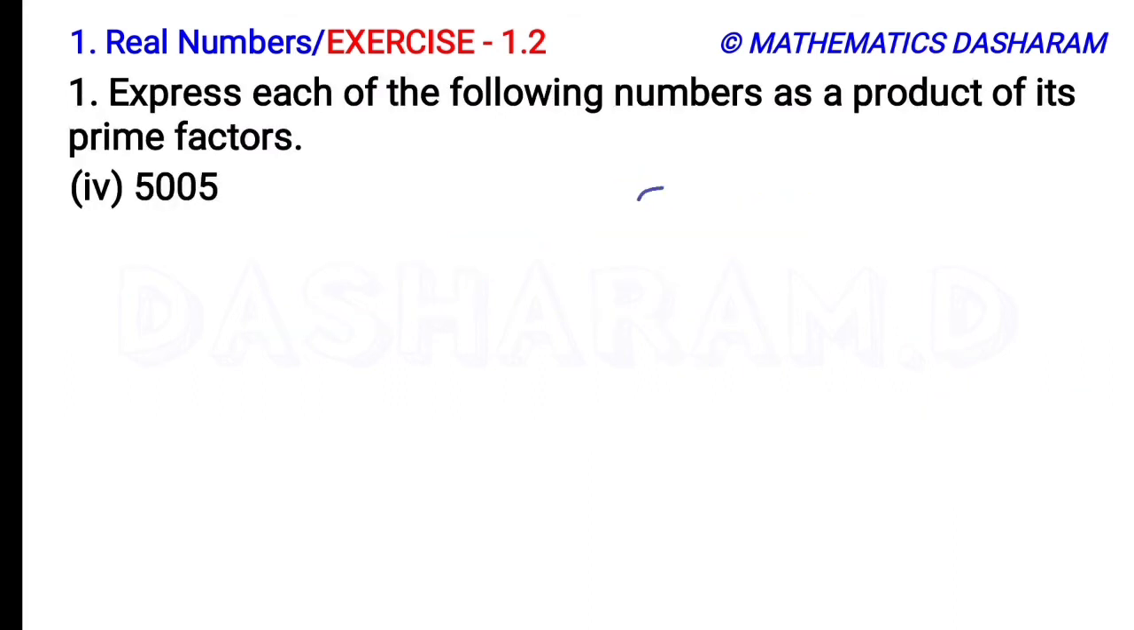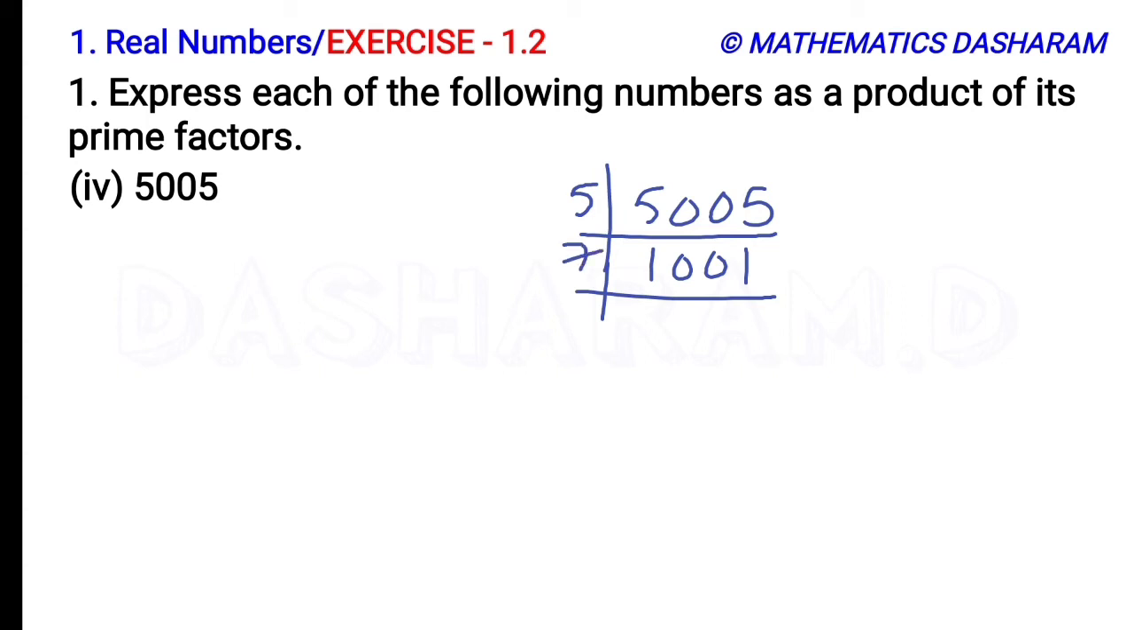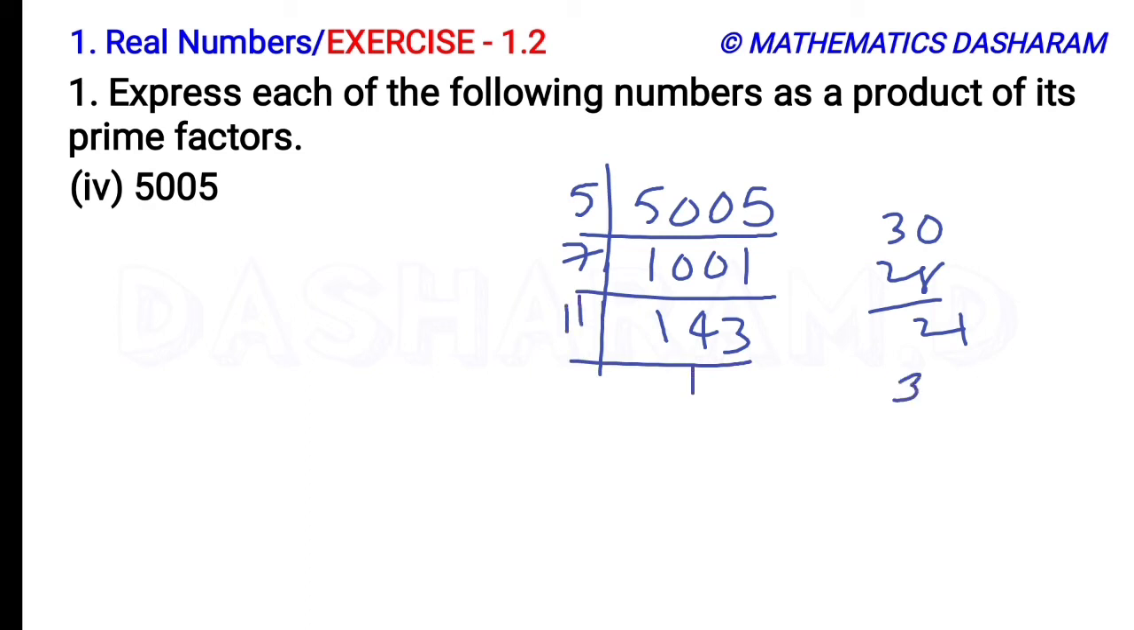Next, fourth problem, 5005. So it is very clear, it is coming in 5 table, 5 1s are 5, 5 1001. Next prime number 7, 7 ones are 7, remainder 3, 7 fours are 28, remainder 2, 7 threes are 21. Next prime number 11, 11 ones are 11, remainder 3, so 11 threes are 33. So 5005 equals 5 into 7 into 11 into 13.